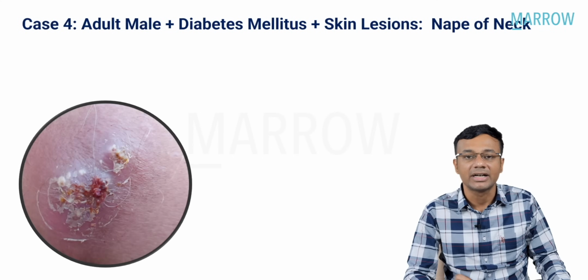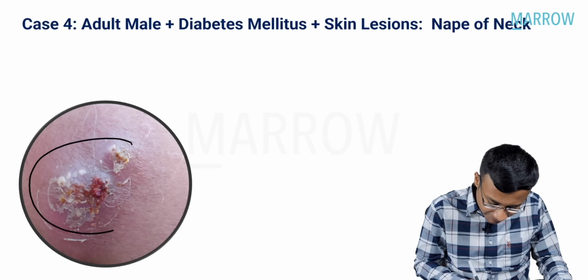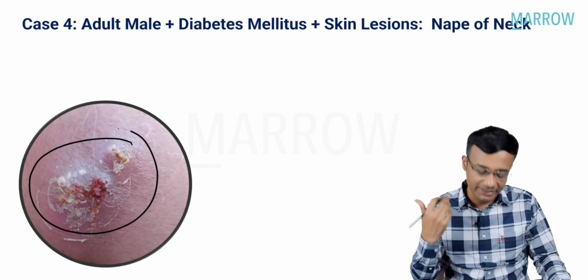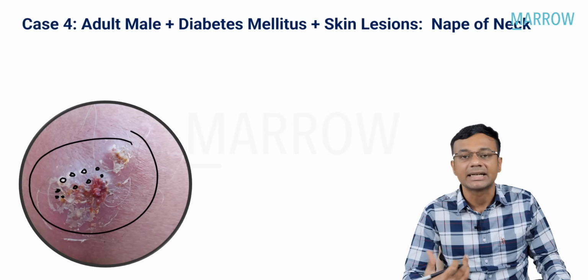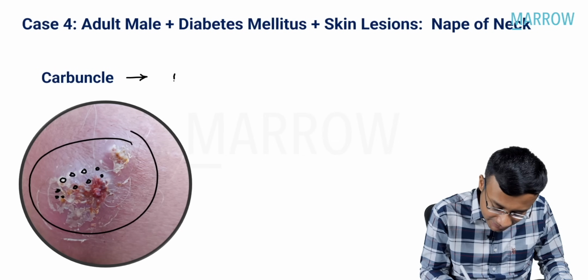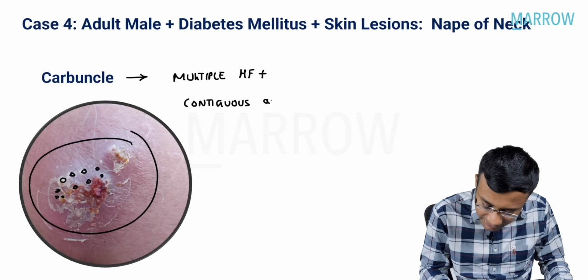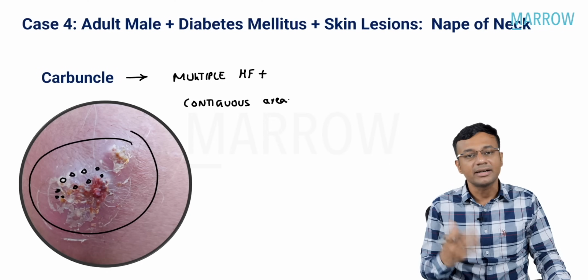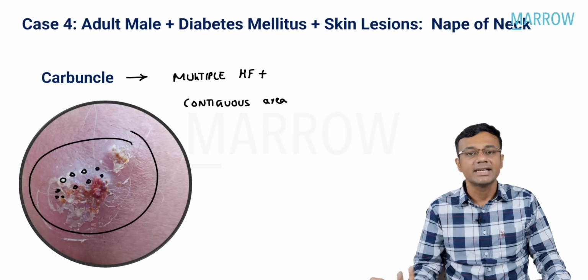Next, we have a case of an adult male who is diabetic, usually uncontrolled diabetes. So we can see the presence of this red tender nodule here, usually on the nape of the neck. There are multiple pustules and there's uncontrolled diabetes. This is talking about a carbuncle. Carbuncle is a bacterial infection of the skin where multiple hair follicles are getting involved in a contiguous area. So this condition usually goes to the surgery department. An uncontrolled diabetic patient with a red tender nodule with multiple pustules on the surface is going to be our carbuncle.